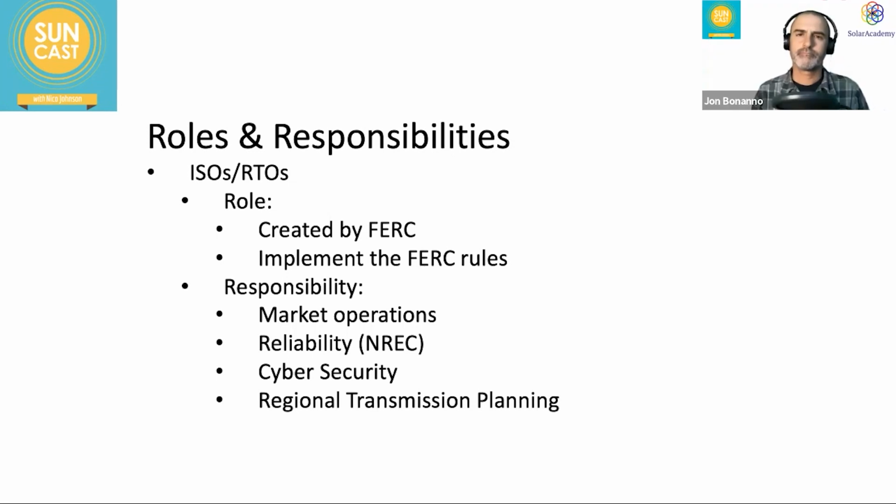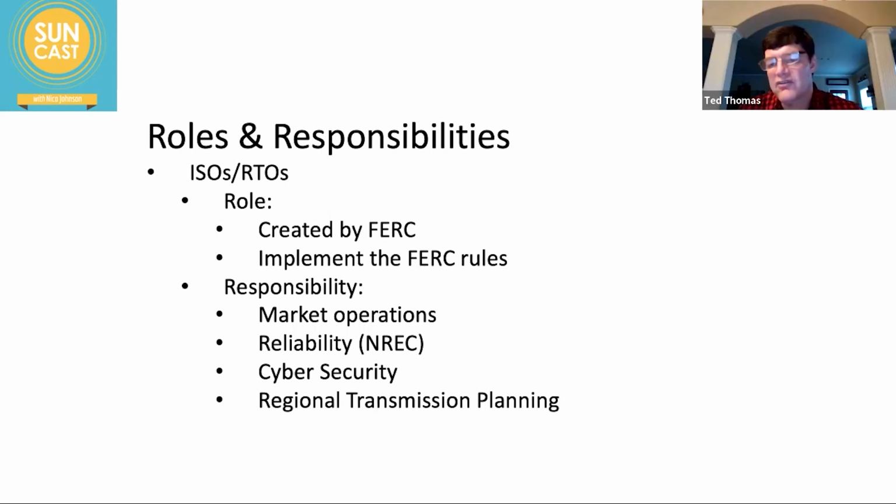So it creates this interaction between the RTOs and the state regulators in terms of trying to get the resource mix right. So the states are responsible for resource adequacy. That's having enough stuff, and the stuff that you have, the RTO is responsible for running it reliably.